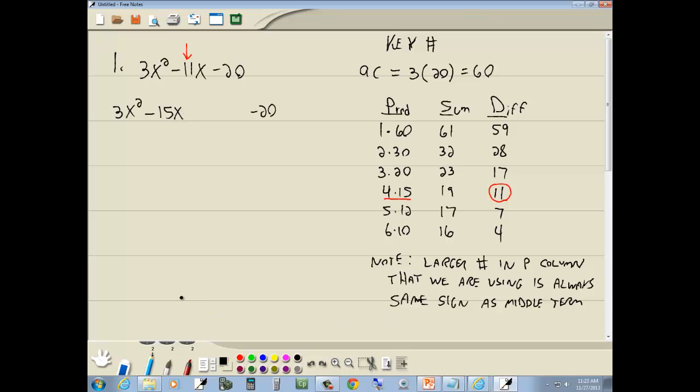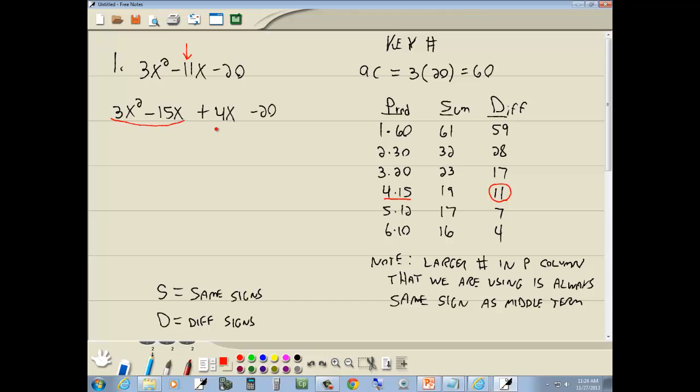Now if the number you circled is in the S column, then S is for same signs, both positive or both negative. If the number you circled is in the difference column, the D column, then there'll be different signs. It means one will be positive and one will be negative. Well, the number we circled is in the difference column, which means there'll be different signs. Since the 15 was negative, that means the 4 will be positive.